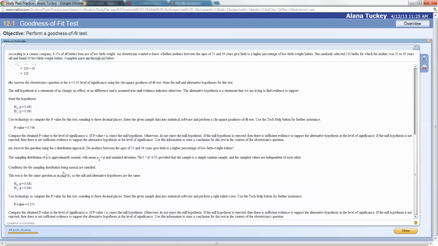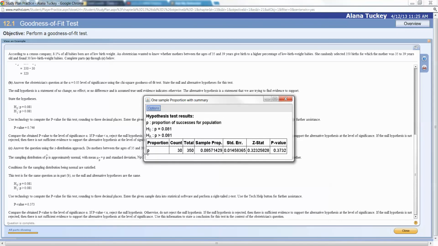By the way, both of those tests have ridiculously high p-values. You would not reject. Remember, we reject when our p-value is low, and these p-values are not low. So we will not reject the null hypothesis, which means this researcher didn't have enough evidence to prove that this proportion of low birth weight babies is greater than 0.081. All right, I hope that helps.